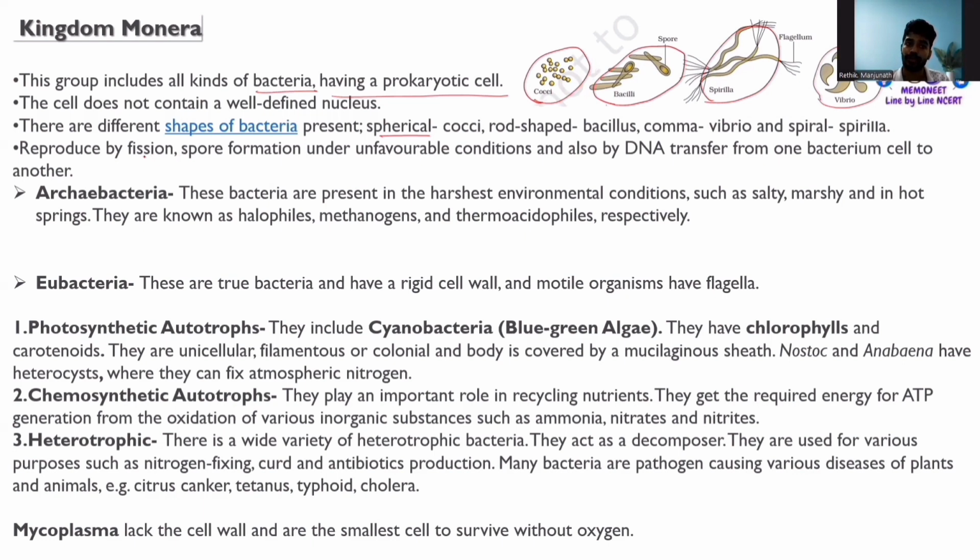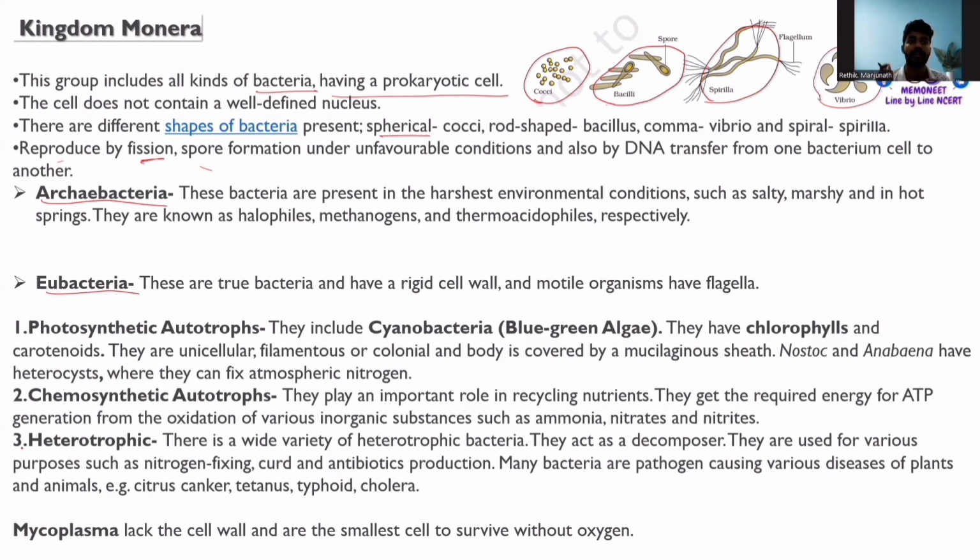They normally reproduce by fission, and during unfavorable conditions they reproduce by spore formation. They even reproduce by a sexual mode of reproduction, that is, they transfer DNA from one bacterial cell to another bacterium. They are again subclassified into three groups in the kingdom Monera. The first one is Archaebacteria, the second one is Eubacteria, and the last one is Mycoplasma.